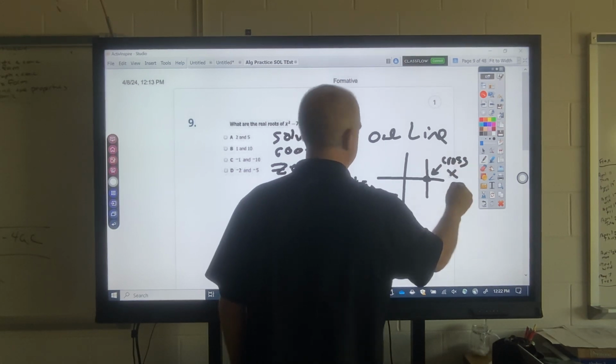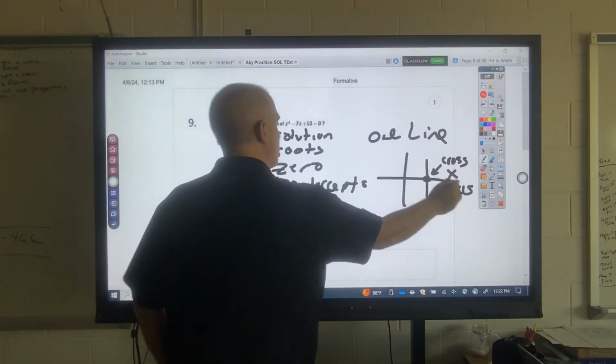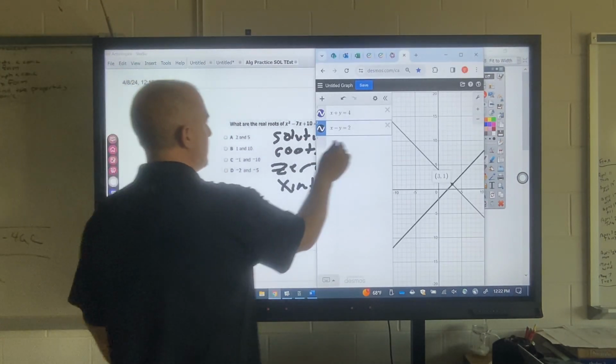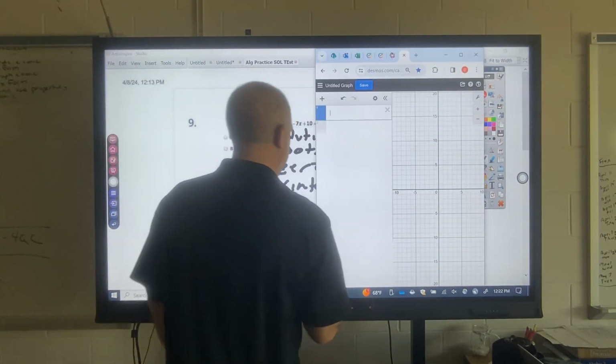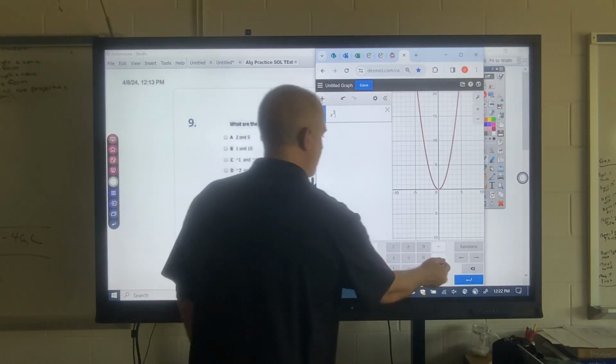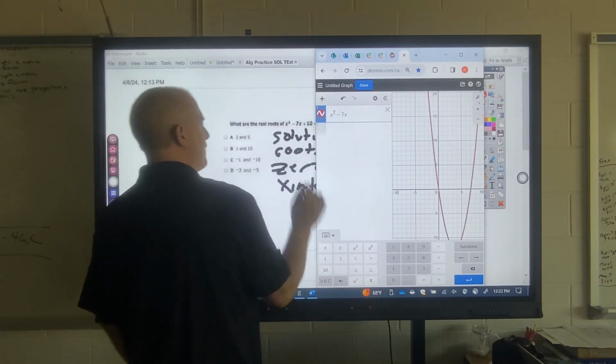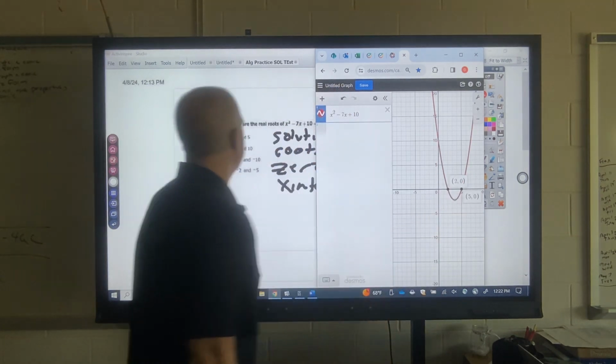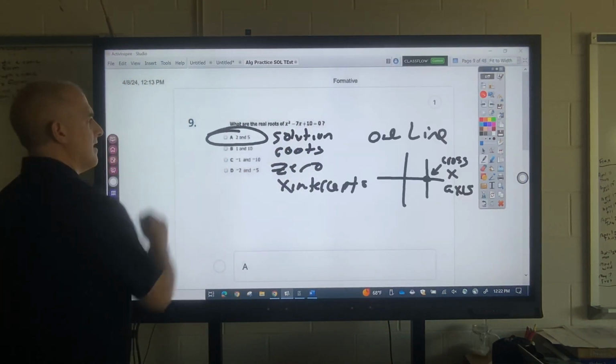Only the x-axis, not the y-axis. Only the x-axis. So what I want to do, you don't have to type the equals 0 in. Just type it if you have the equals 0 or the f of x. And if you have a different letter, just use x. That's it. 2 and 5. So that'll be letter A.